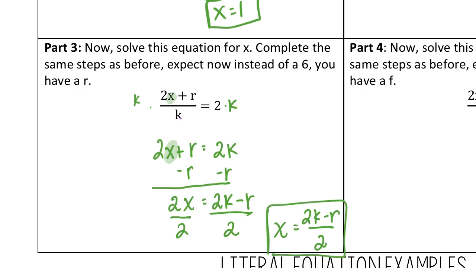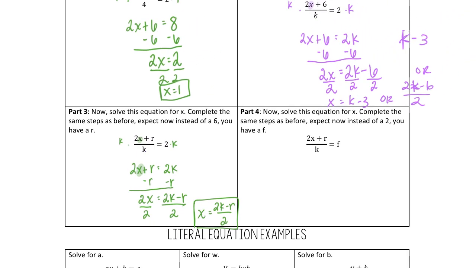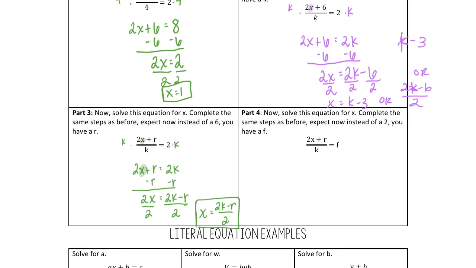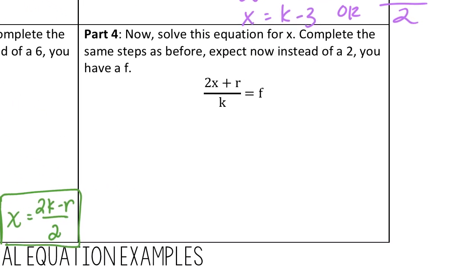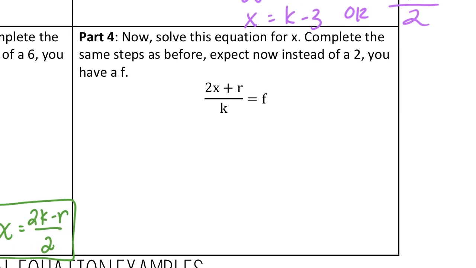You'll notice that as we add variables, our answers get more complicated, we have more things left over. That is okay. It's totally normal. Now let's try one more time with lots of variables. In this problem, again, we're trying to solve for x. We're going to multiply by k. We have 2x plus r equals f times k. If we're still trying to isolate x, we're going to subtract r.